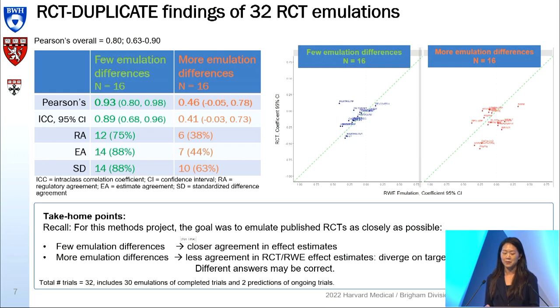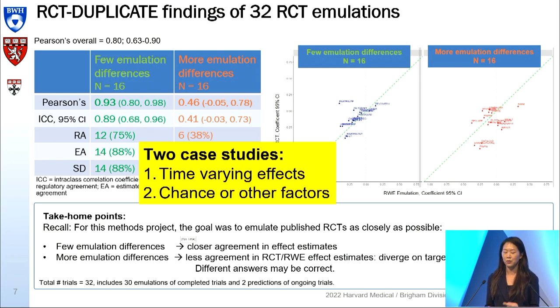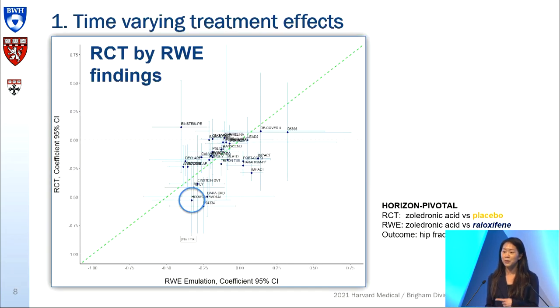But in the interest of time, I'm just going to go over two case studies, one of them being this issue of time-varying effects, and the other being the issue of potential role of chance or other factors. So for my first example, I'm going to be talking about the Horizon Pivotal Trial.